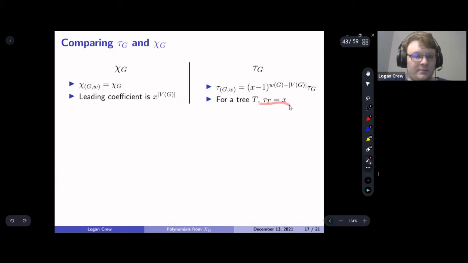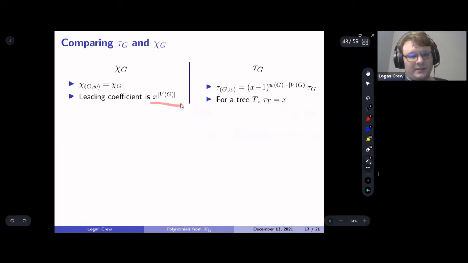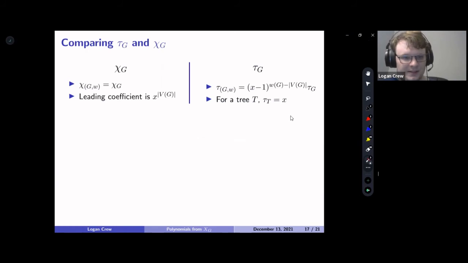However, for a tree, you might have noticed tau of any tree is x, because there's at least one basis in which we can express tau t, which we can express it in any basis in which that t is one of the choices of graph. So tau doesn't tell you the number of vertices. Chi tells you the number of vertices, but doesn't tell you anything about the weight. Tau tells you something about the weight, but nothing about the number of vertices. So there's some kind of dual information encoded in that sense between these two functions.